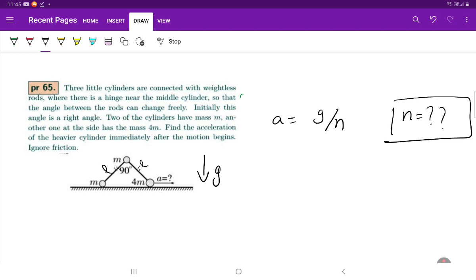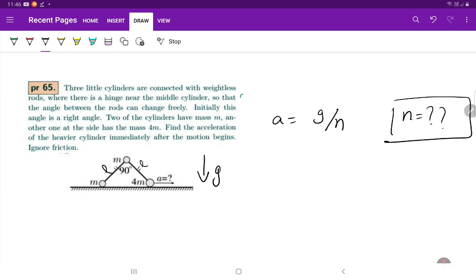You have to find the acceleration of the heavier cylinder, that is the cylinder with mass 4m, because it's the heaviest. It's also saying to ignore the friction and assume that the whole apparatus is in a vertical plane. Now, how JEE would ask you the problem, maybe they may ask in an integer type format. They'll say that the acceleration is given as g by n, so you have to find n. Pause the video, give it a try for 3 to 4 minutes, then we will discuss the solution.